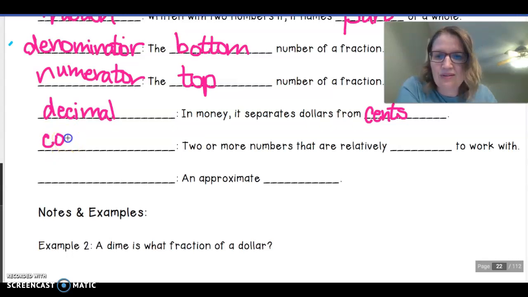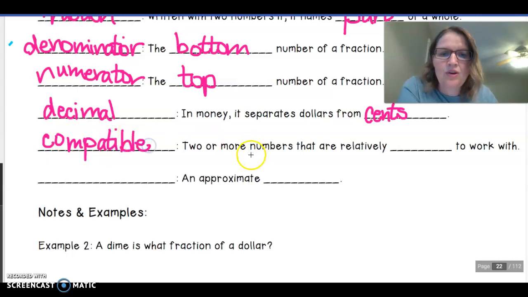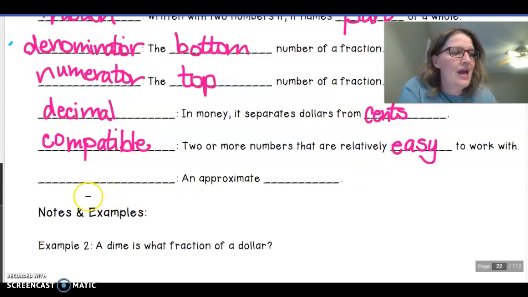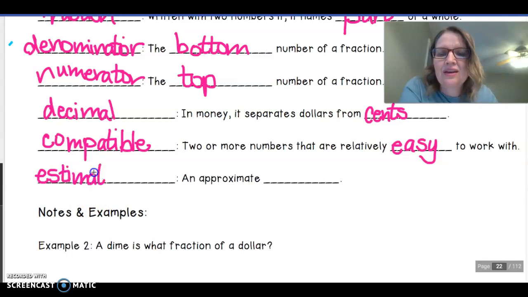Let me write this down. Two or more numbers that are relatively easy to work with. And then I love this part, estimate. An estimate is an approximate value.